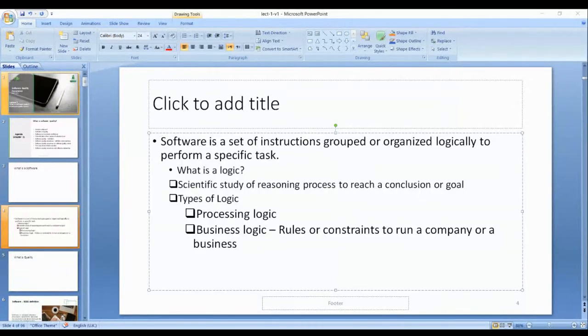KFC will sign a contract, business logic, with you. Rules will be with you to run the business. Investment yours, brand name KFC, recipes by KFC. Profit will be 50-50. Yes, that's franchise, absolutely correct. This franchise concept is very popular all over the world. So in this way, you have the business logic and the processing logic is to divide the profit.